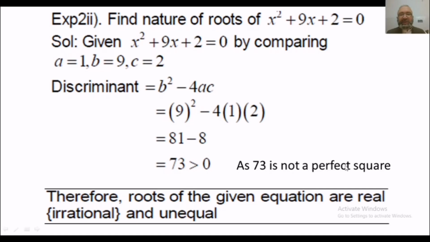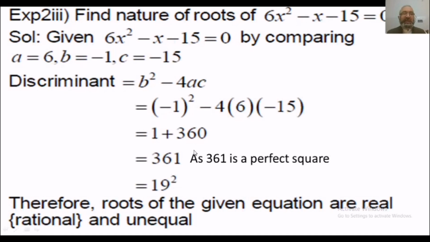But 73 is not a perfect square. So the roots of the given equation are real. It is not a perfect square, so the roots are irrational and unequal. If the number was a perfect square, then the roots would be rational.